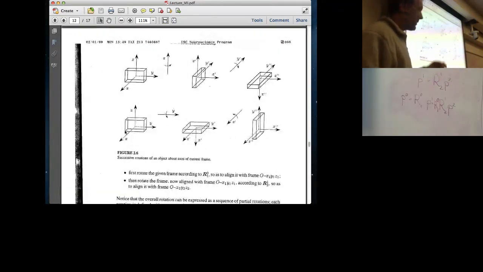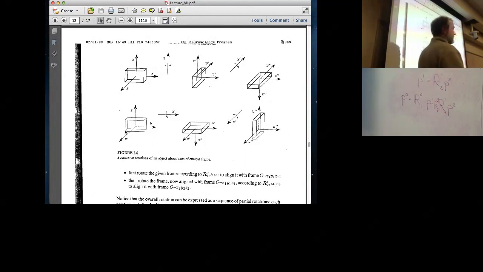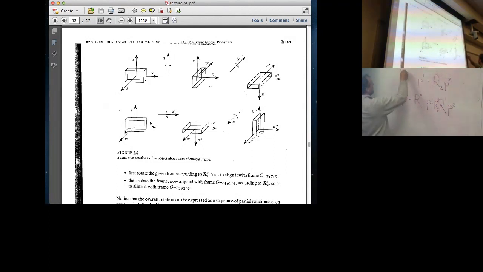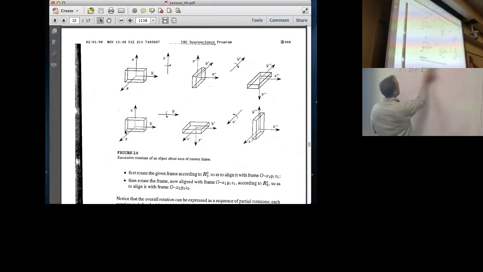Okay, so this is a little bit the misery of life. Remember, you know that if you multiply matrix A with B or B with A, it is not the same. A times B is not the same as B times A. The same is true for rotation matrices, unfortunately. So sequence matters.